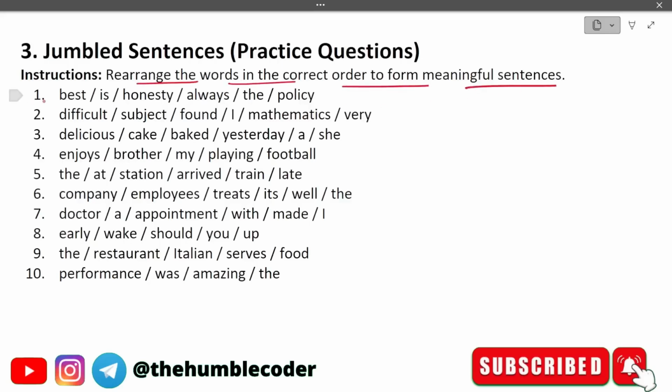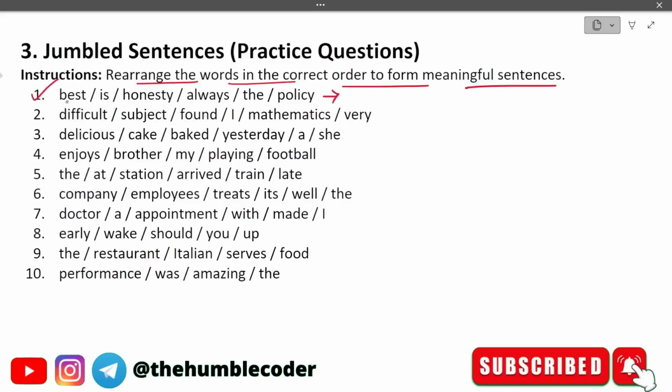Again guys, my personal suggestion is pause the video before watching my solution. If you don't understand, then you can watch my solution. Otherwise, prepare the answer beforehand and then compare it with the solutions that I am giving. Okay, in this way you can practice in a better way. Let's attempt the first question.